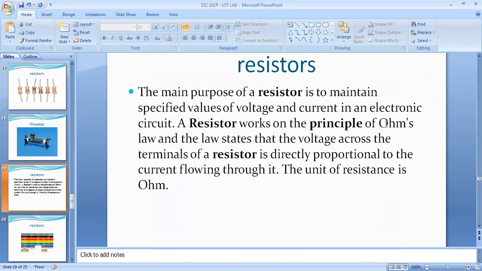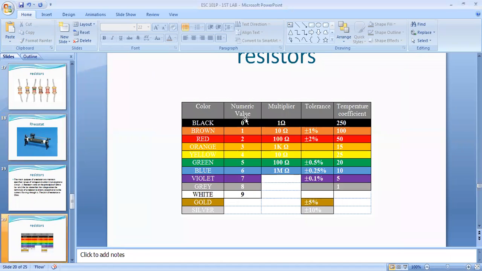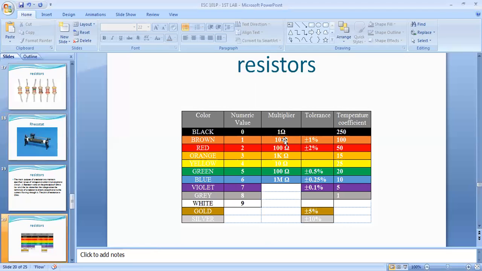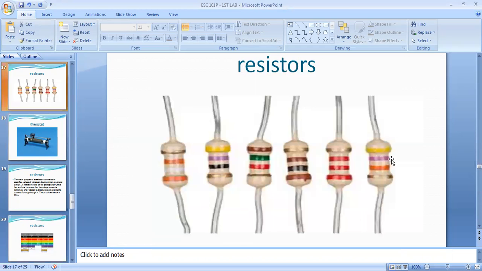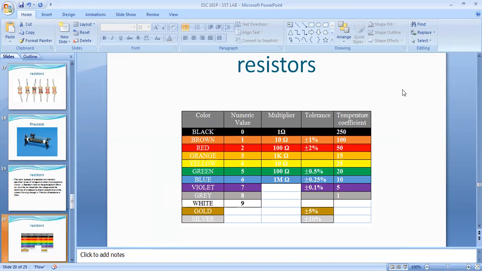What we have already discussed. This is the color band. As I already told you, in this particular resistor no identification plate is there, a color code is there. So this is the chart of this color code. From this chart you can identify the rating of the particular resistor.